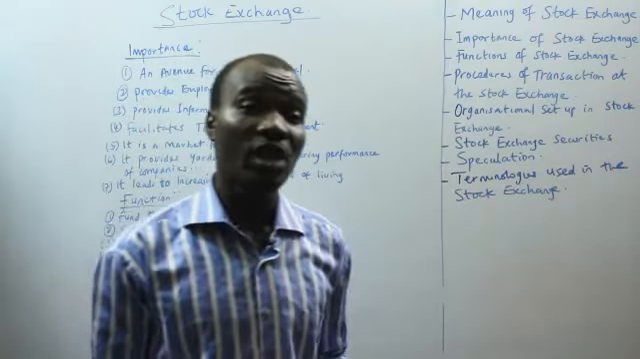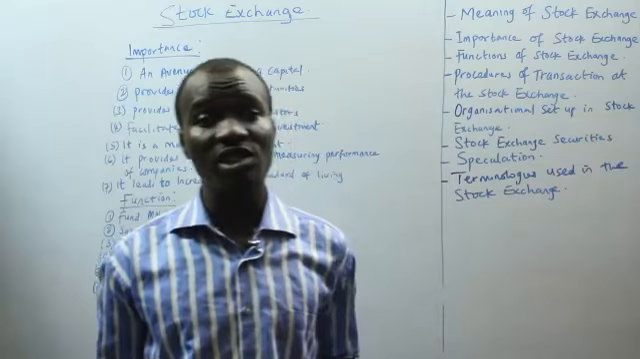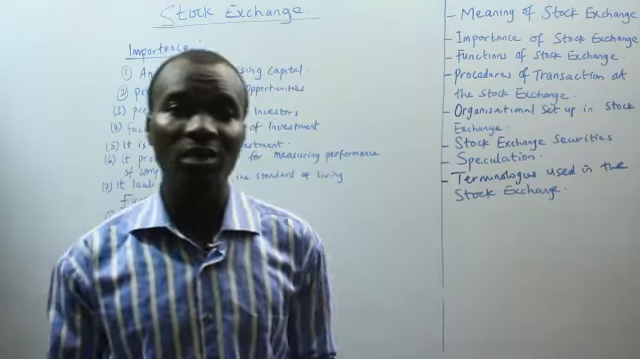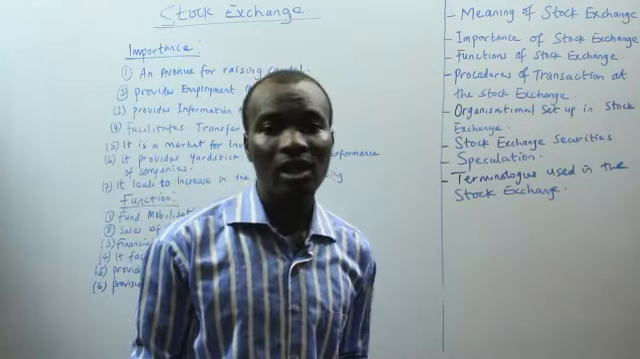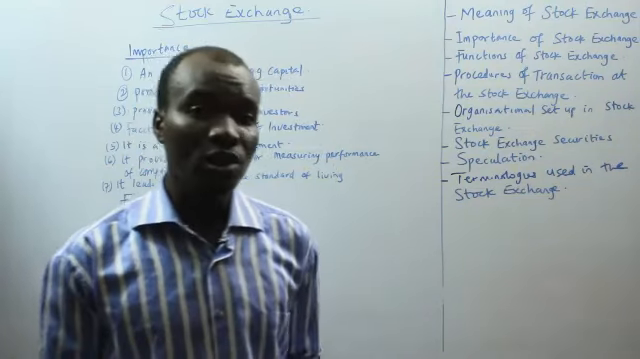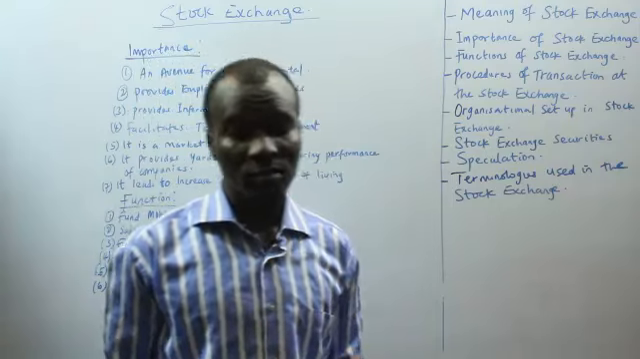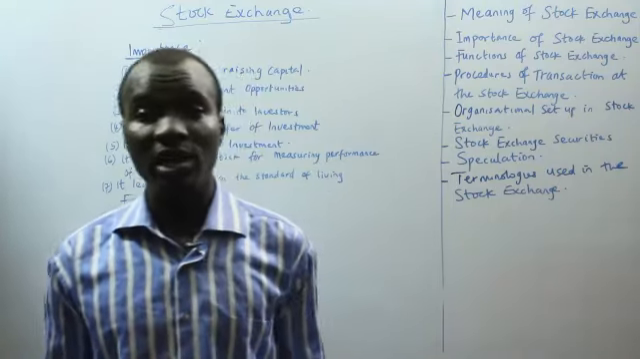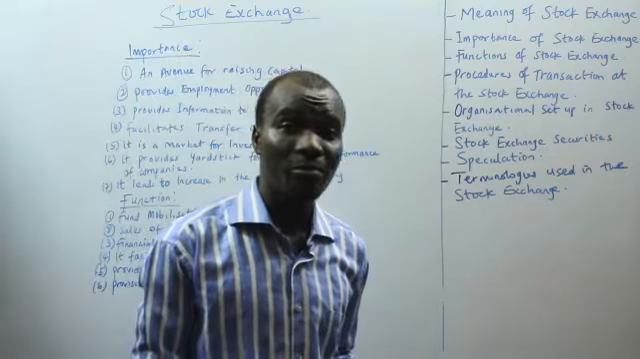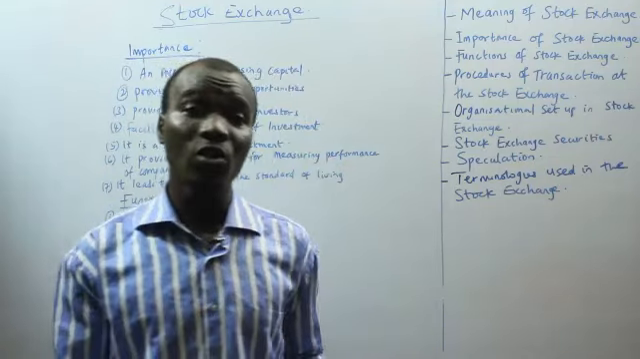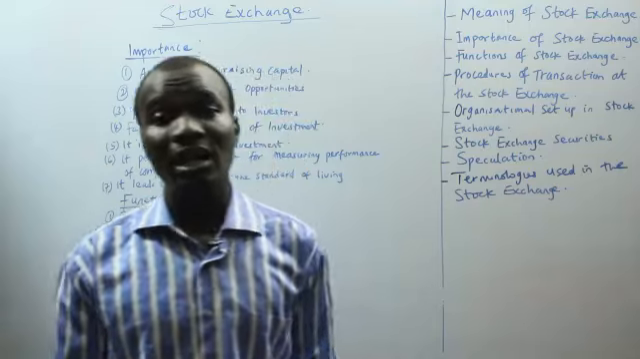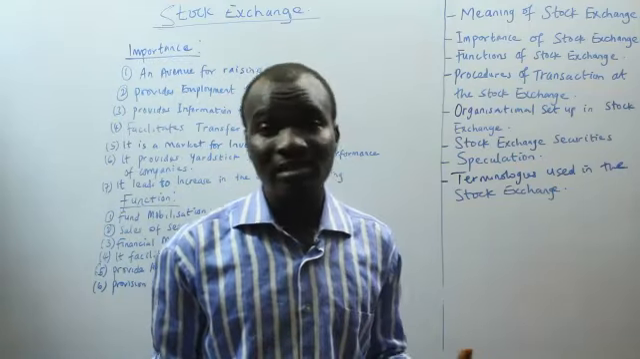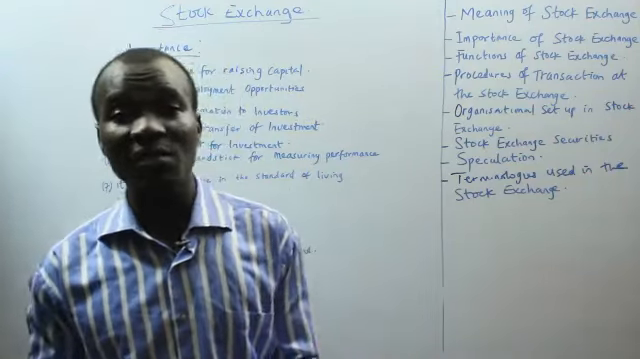So if the client wants to buy security, what will happen? The stockbroker will meet up with the jobber and do that business with the jobber. The jobber is going to give the stockbroker two prices, one at a higher price and one at a lower price. The one at the lower price is usually the buying price, and the one at the higher price is the selling price.